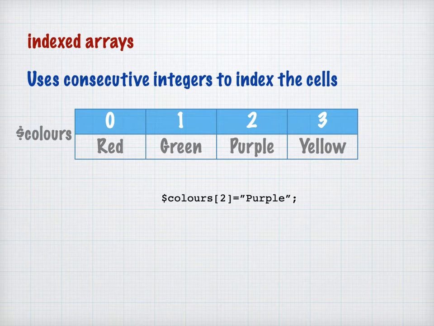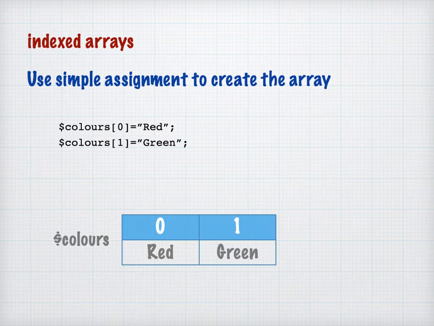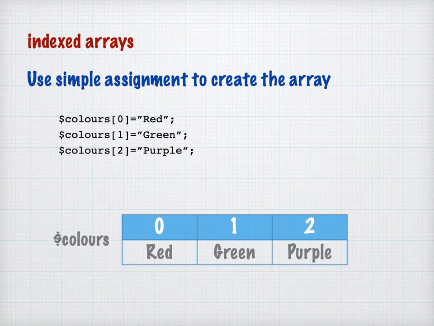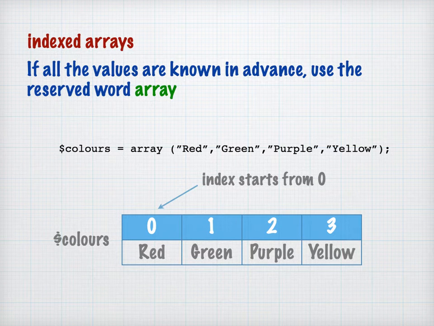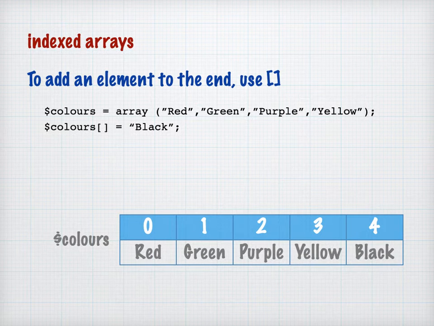And if we want to set up an indexed array, well, if you know the values in advance, you can simply do this. This is very straightforward in PHP. You just go colours 0 is red, colours 1 green, colours 2 purple, just like that. If you know all the values in advance, you can use the array reserved word, and in brackets you can just wrap them up in quotes, and it creates that structure. By default, if you use this, the index starts from 0. Now we've done all that before. If you want to add an item onto the end, you can use an empty square brackets operator like that, and what that does is that just sticks something on the end.